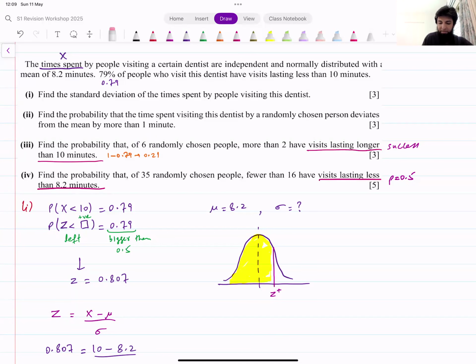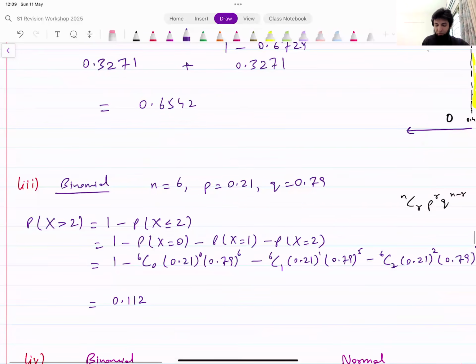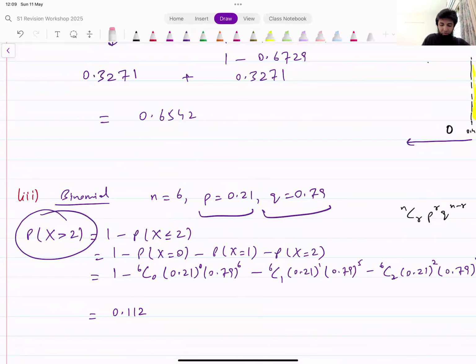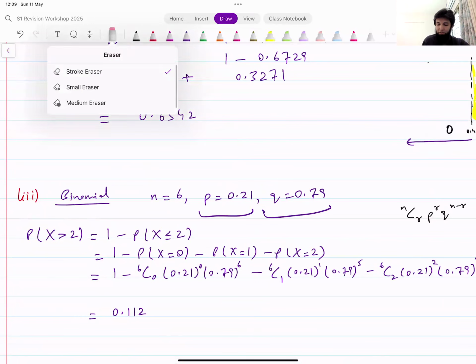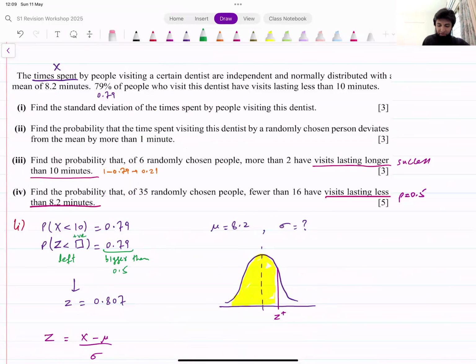Now, what's the probability for success? They've given that in the question. 79% have visits lasting less than 10 minutes. This is longer than 10 minutes. If less than 10 minutes is 0.79, longer than 10 minutes would be 1 minus 0.79, that's 0.21. This is the probability for success. So this is a binomial distribution now with n equal to 6, probability of success 0.21, failure 0.79. Find the probability that x is greater than 2, more than 2 successes, and that will give you the result using binomial distribution.